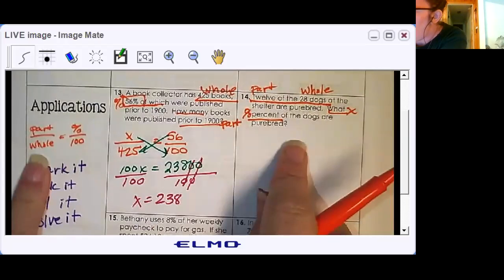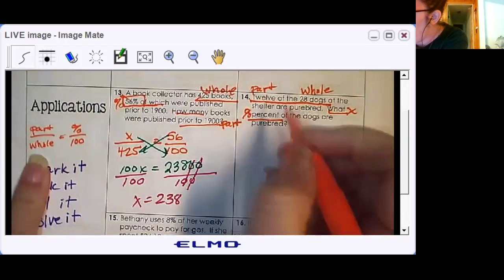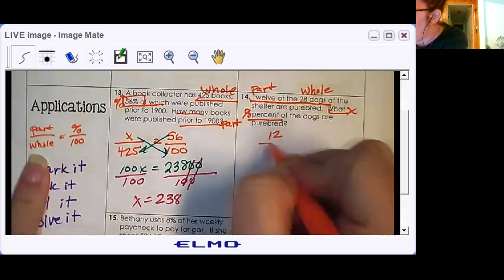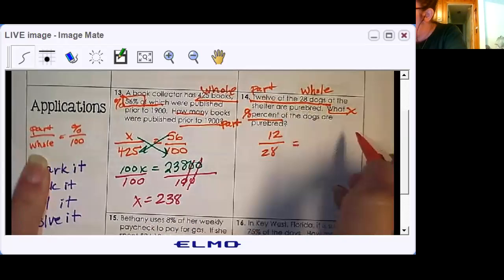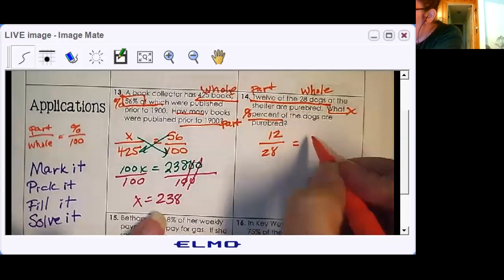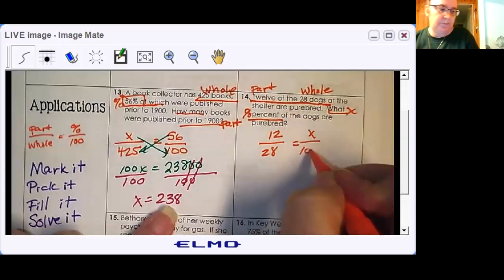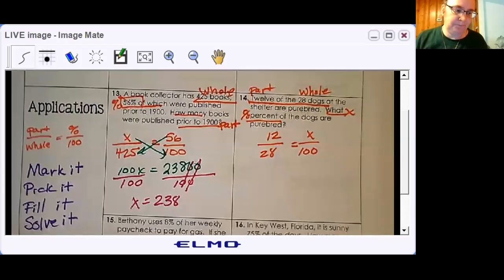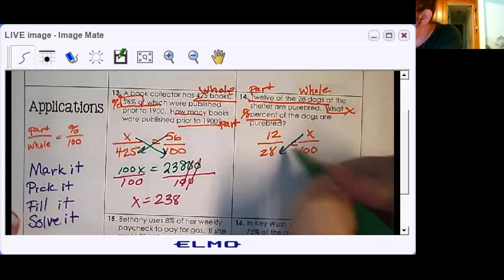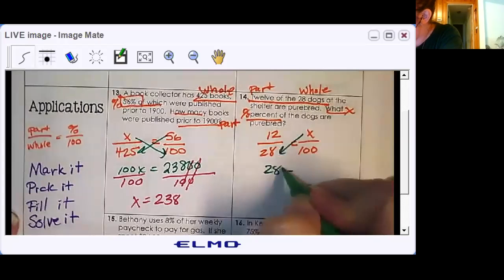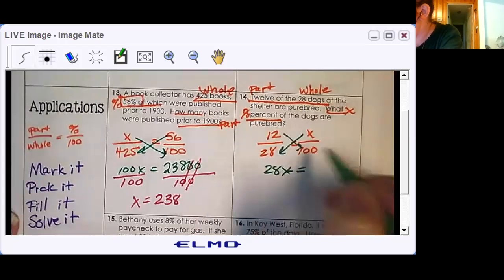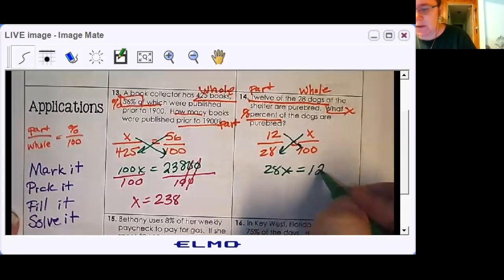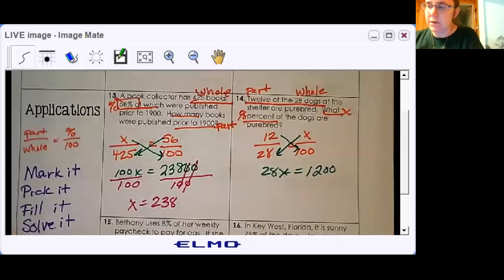Now I'm filling in. My part is 12. My whole is 28. Is what percent? So x over 100. Now that I've got that, time to cross multiply. x times 28. 28x equals 12 times 100, that's 1,200. Now I'm going to divide both sides by 28.